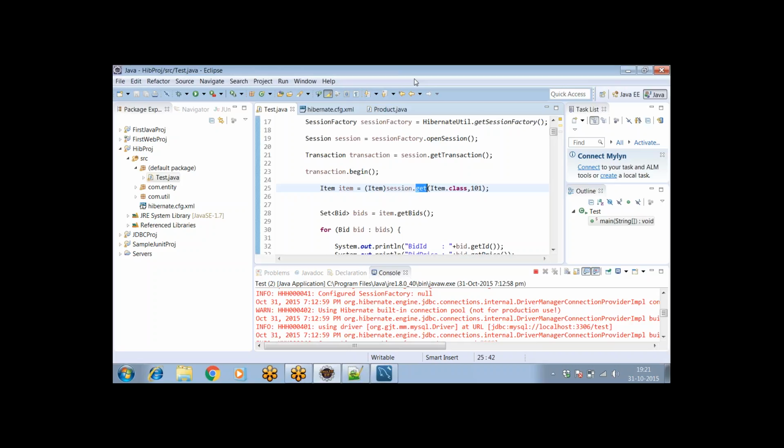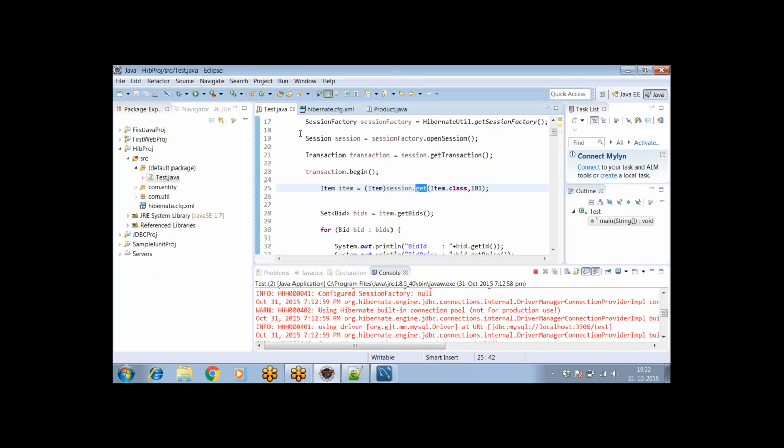If you want the associated records to be fetched eagerly, eager fetching, immediately when the item record is fetched, along with it, if you want Hibernate to fetch that bit objects associated with the item, so we can configure that strategy also, eager fetching strategy. If you want, you can do that.